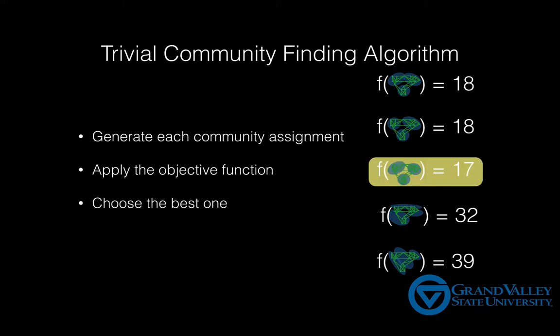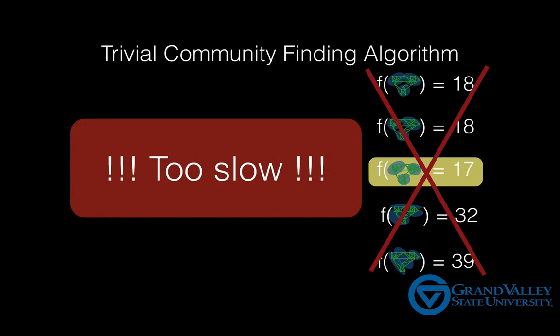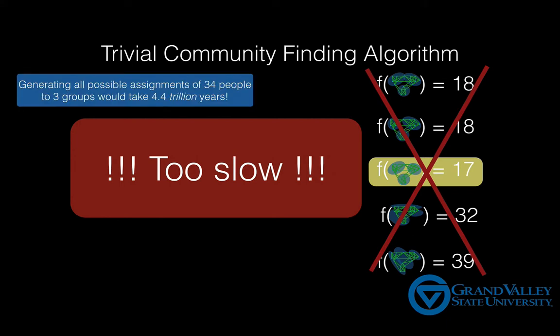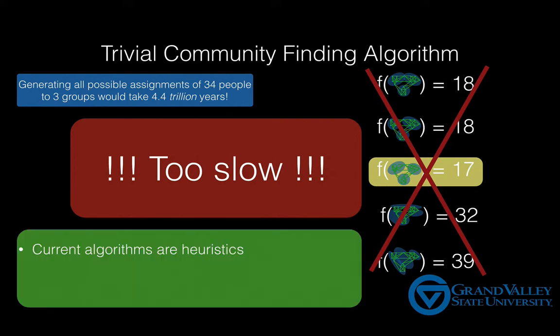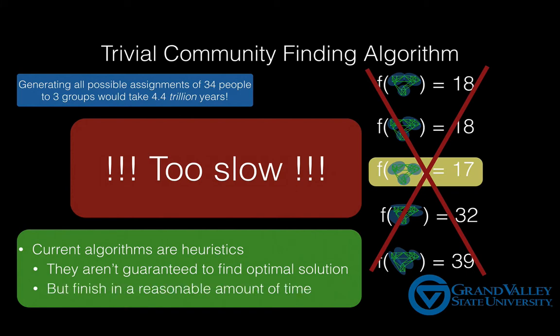However, this simple approach isn't practical in general, because there are simply too many possible community assignments to evaluate. For example, generating all the possible ways to assign 34 people to 3 groups would take trillions of years on an Intel i7. As a result, current community finding algorithms are heuristics. That means they make educated guesses as to where to look for good community assignments. These algorithms may not necessarily find the best community assignment, but they usually come reasonably close in a reasonable amount of time.